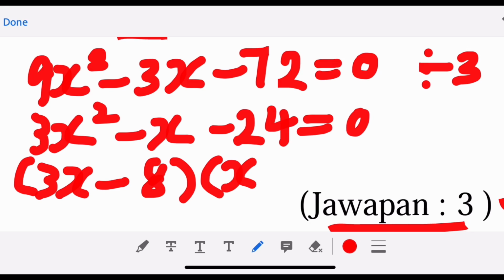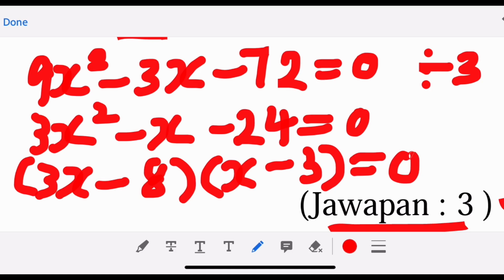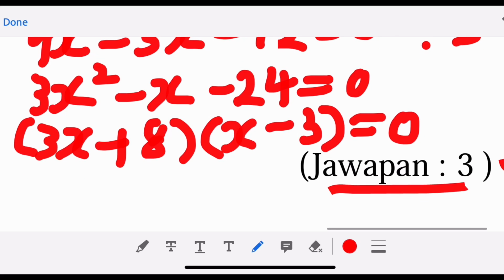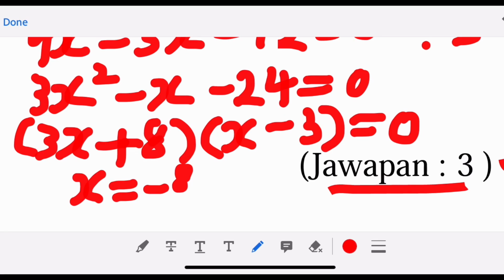Alright, so you will get (3x minus 8)(x minus 3), but the minus 8 should be positive. Double check. I always focus on the numbers 8 and 3, 24. Then later I will check the sign. So I write first, and after that I add the plus. That is how I do it, because I don't like to use the calculator. I factorize 3x and x, I get 3x squared. Then I factorize 24, 8 and 3. Then only I get the sign right.